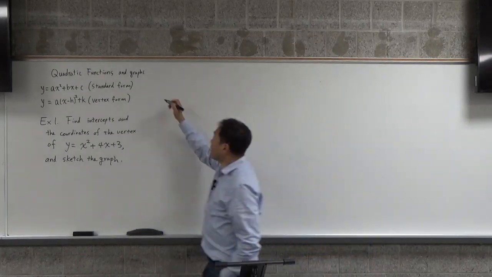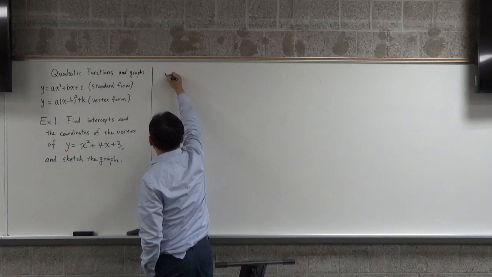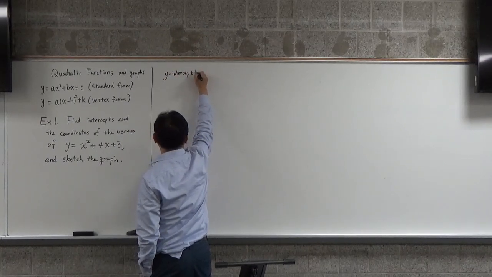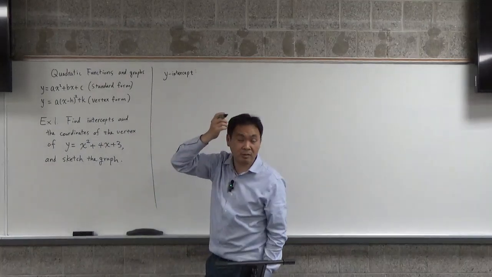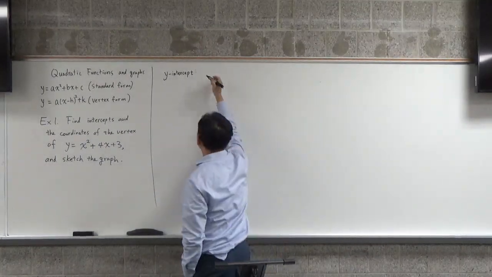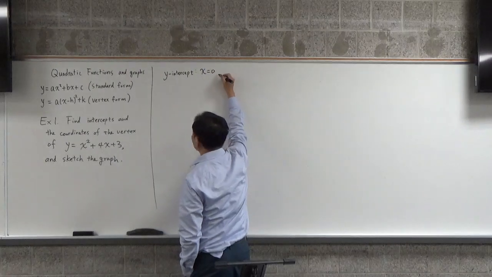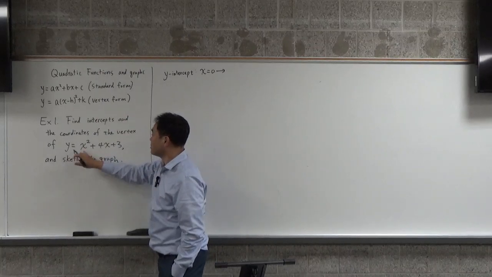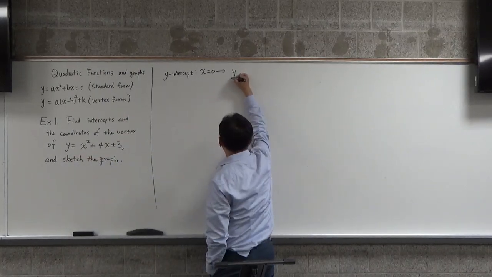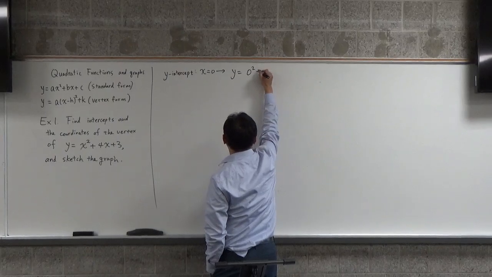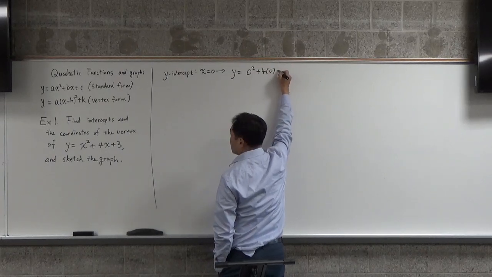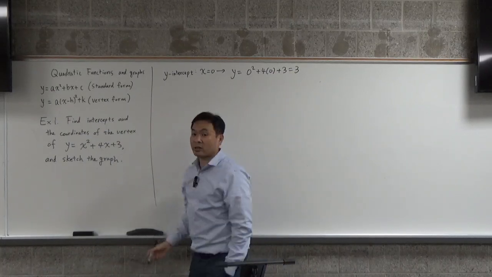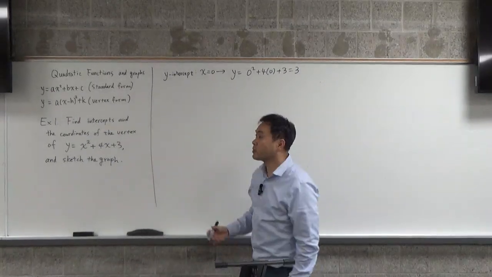First of all, how do you find the y-intercept? How do you find the y-intercept? Set x equal to 0. Yeah, you set x equal to 0. So if you set x equal to 0 in this formula, you get y equals 0 squared plus 4 times 0 plus 3. So that's equal to 3. So that's the y-intercept. Y-intercept is 3.